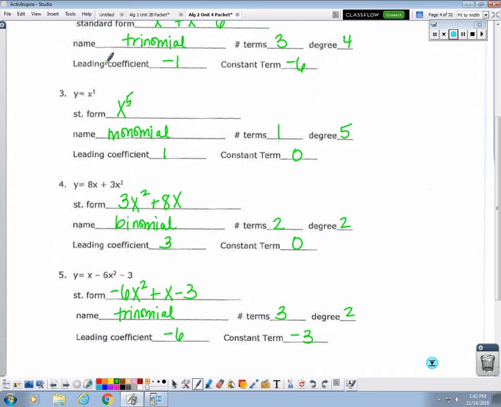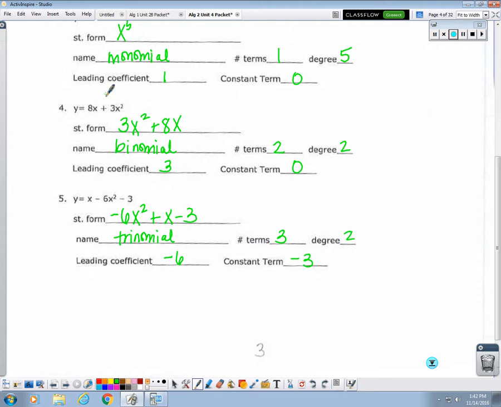Alright, the next one only had 1 term, so putting in standard form was pretty easy. Degree 5, leading coefficient of 1, and then constant 0. Okay, the next one in standard form, you just had to reverse the order of the 2 terms because this one had a higher exponent. That's a binomial because it has 2 terms, degree 2, leading coefficient of 3, and then a constant of 0 because there's no number without a variable.